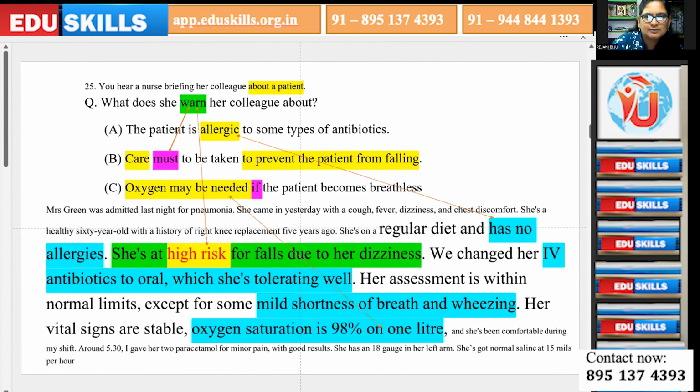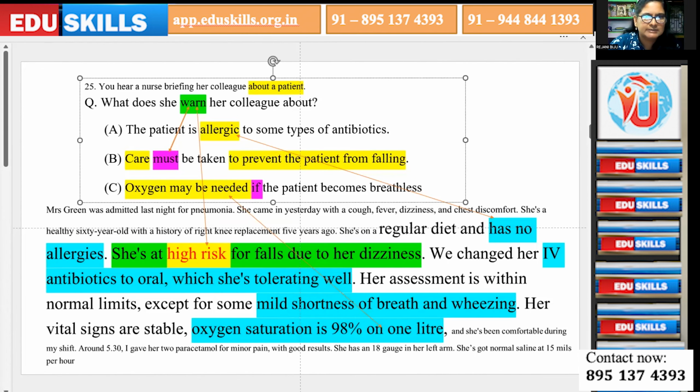So here you can see that if the patient becomes breathless, the oxygen may be needed. Here it is already given that the patient is having 98% saturation, and they are telling already on oxygen, 1 liter of oxygen. So that is not the option. So here you can see how it is connected. In option B it is given must. It is showing the necessity, and also in the audio they are telling high risk. So allergy and the other two are not the answer. Hope it is clear to you. Can we move to the next one? Yes, ma'am. I think we can move to question number 26, right?